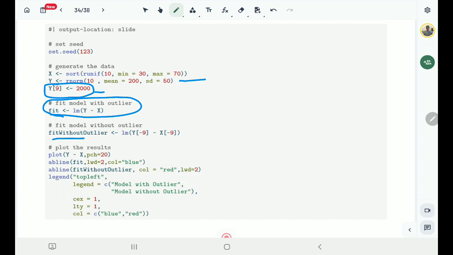Here we fit the model without the outlier. When you say y minus 9, it means the 9th element of the vector y is going to be dropped. So all elements will be there, but not the 9th element. The same goes for x. So here we drop the outlier, which is located on the 9th element of the y vector.